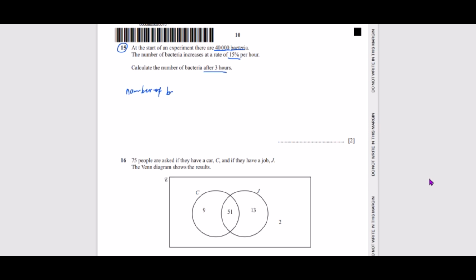Number of bacteria is equal to 40,000 into (1 plus r) whole power t. So 40,000, 1 plus, this one is the rate, that is equal to 50%, and time is 3 hours.